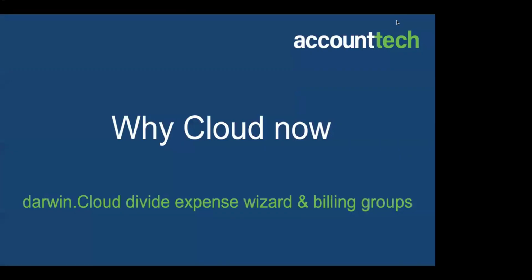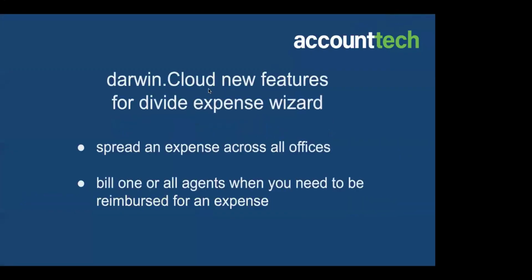It's very exciting. Okay, so darwin.Cloud has new features for Divide Expense Wizard. We can spread an expense across all offices or even just some offices. Or you can charge one or all of your agents when you need to be reimbursed for an expense, whether or not you're paying a vendor.